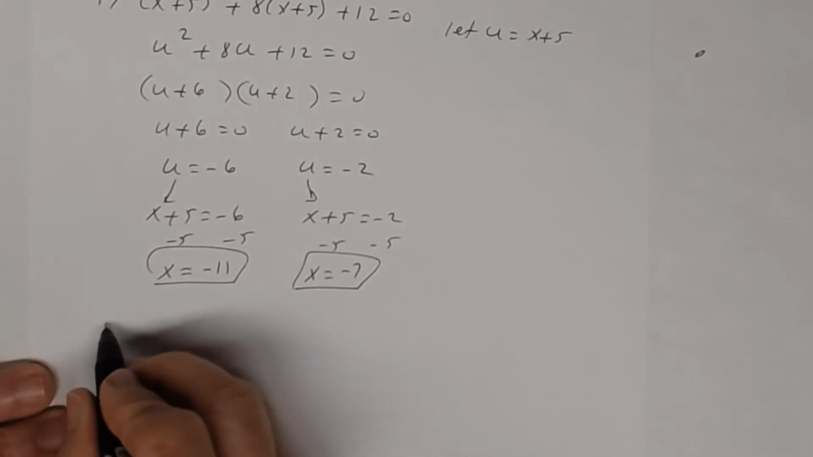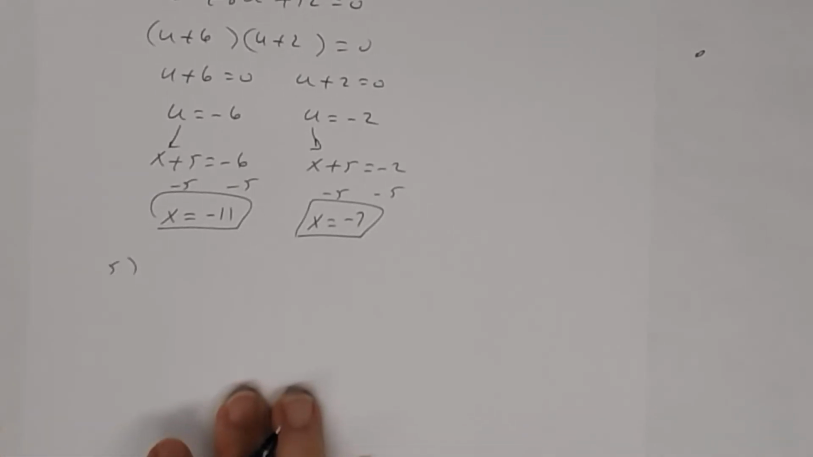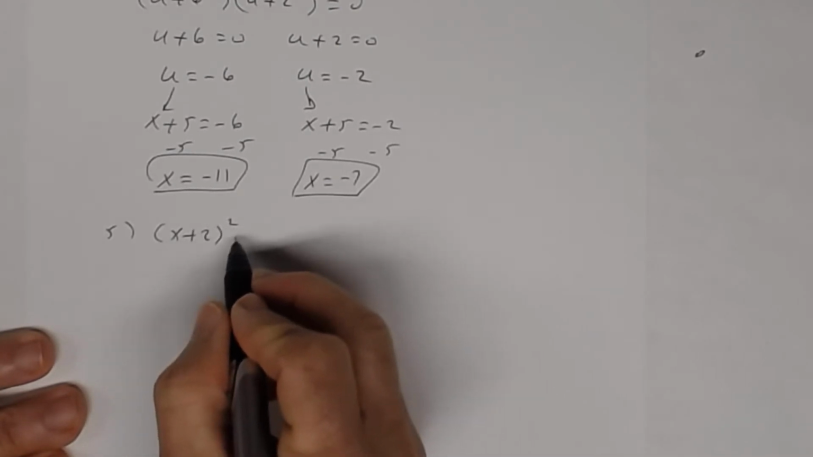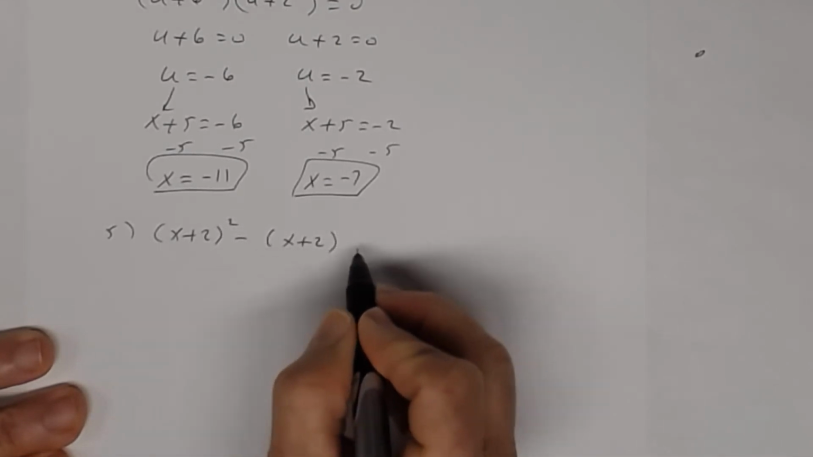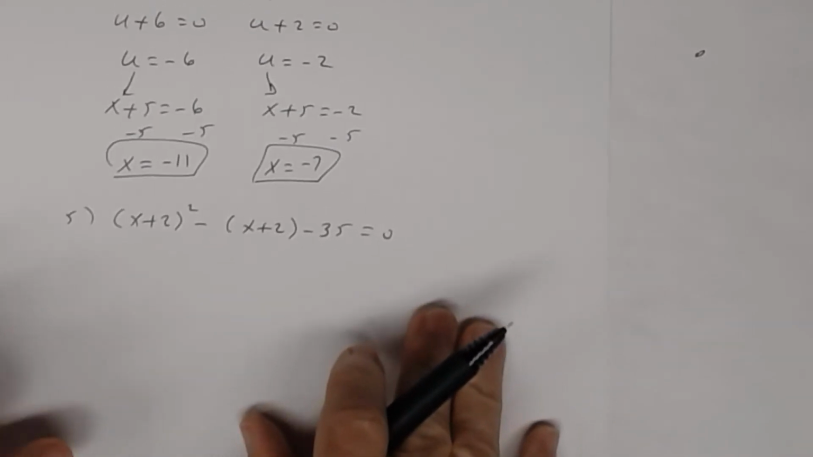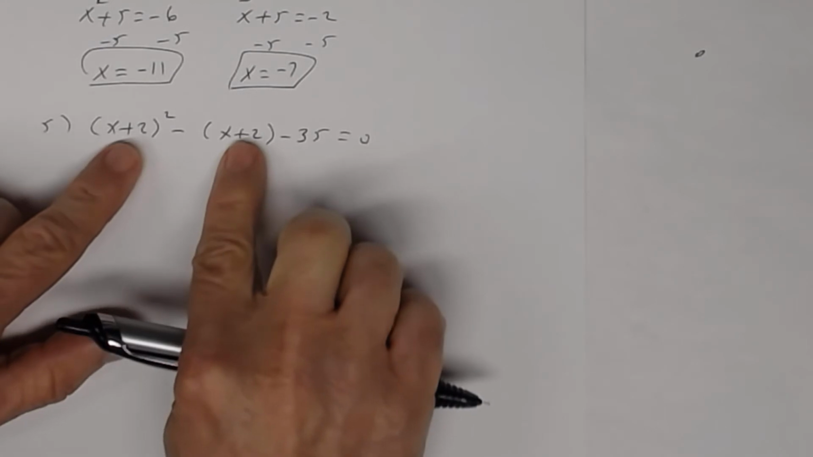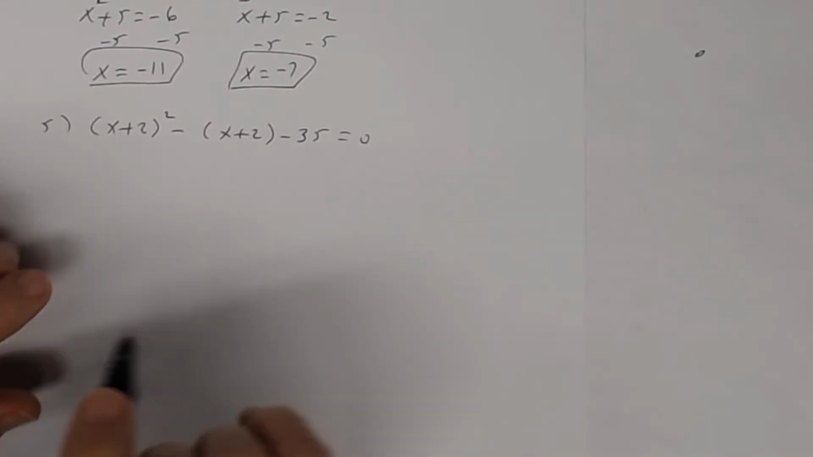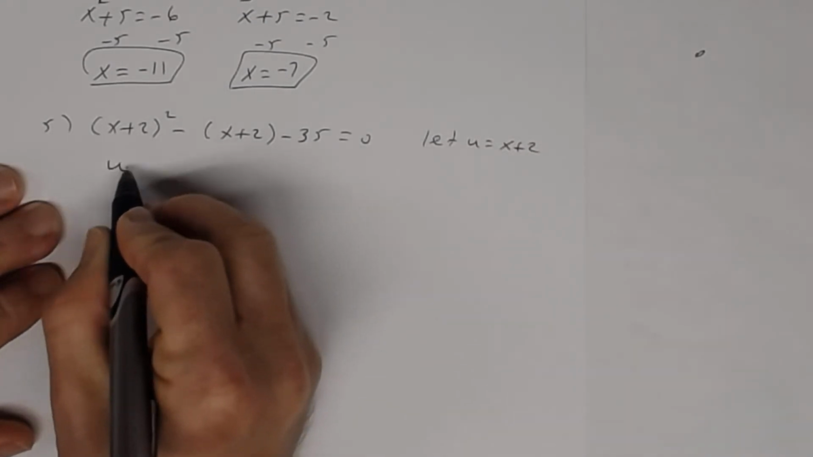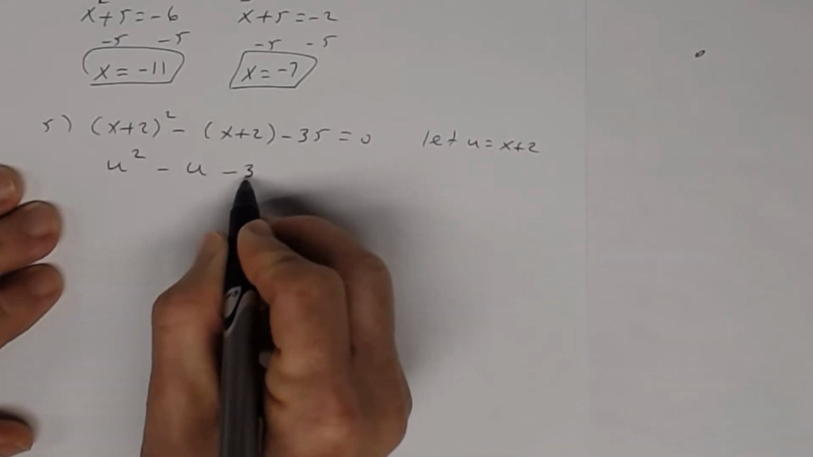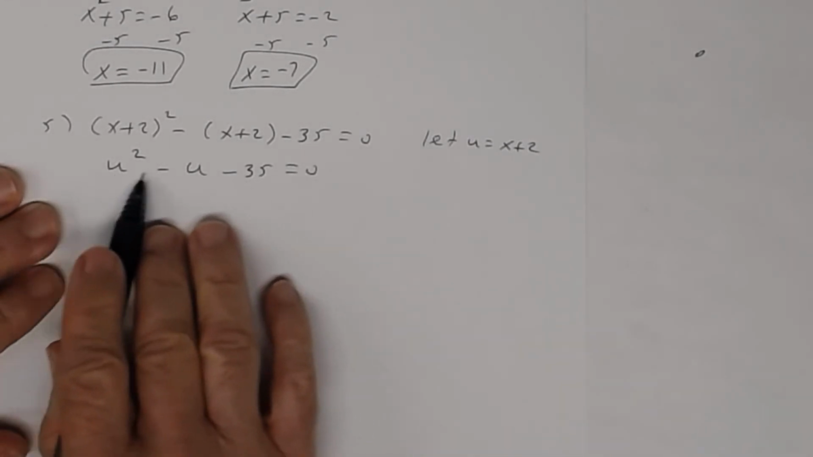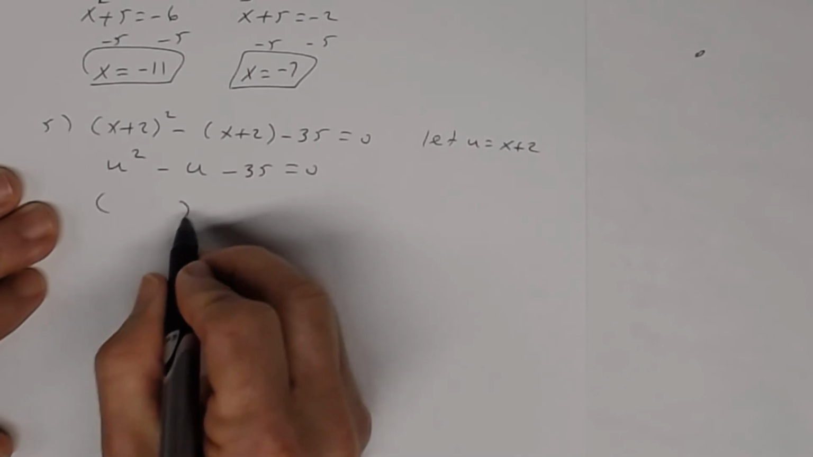All right, number 5. Number 5, we have x plus 2 squared minus x plus 2 in parentheses minus 35 equals 0. Same pattern, right? Nothing's changed. You're going to let u equal x plus 2. So let u equal x plus 2. So I get u squared minus u minus 35 equals 0. So I'm going to solve this quadratic equation with the variable u by factoring.